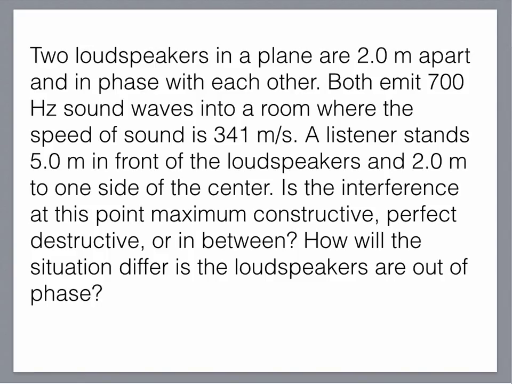In this example problem, we will take a look at two loudspeakers in a plane that are 2 meters apart and in phase with each other. Both emit sound at 700 Hz in a room where the speed of sound happens to be 341 meters per second. The listener stands 5 meters in front of the loudspeakers and 2 meters to one side of the center.